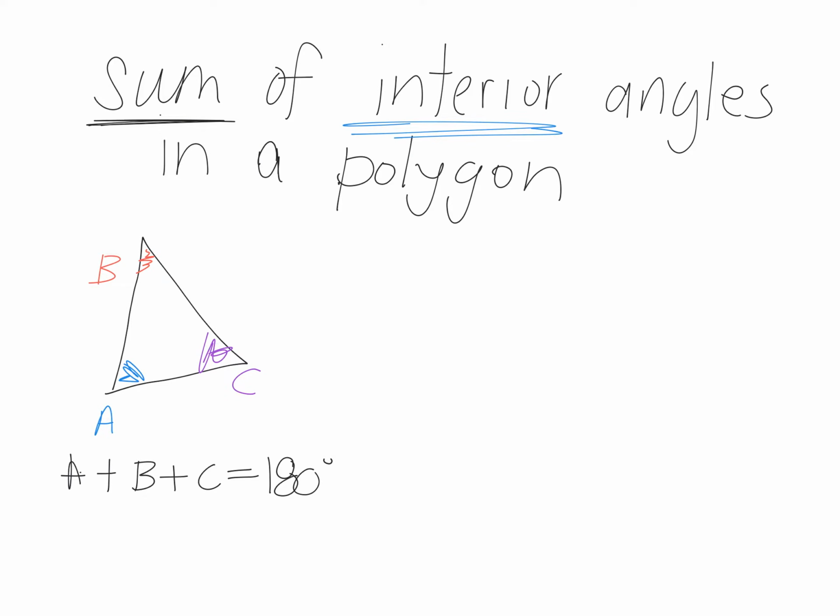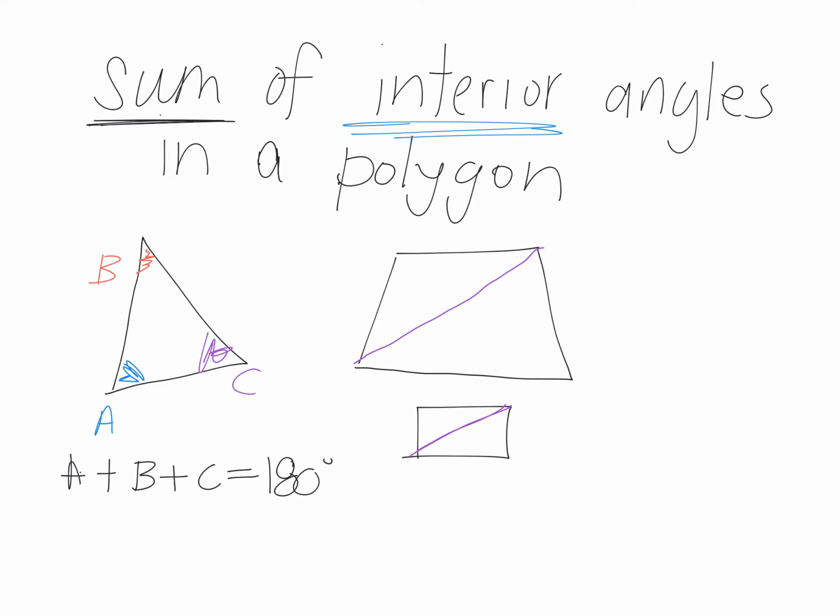The next shape has how many sides? 1, 2, 3, 4. A four-sided shape, how many triangles can you draw? How many triangles is it made up of? Elijah? 2 triangles, right? I can divide a four-sided shape. Doesn't matter what the shape looks like. If it has 4 sides, I can divide it up into 2 triangles.